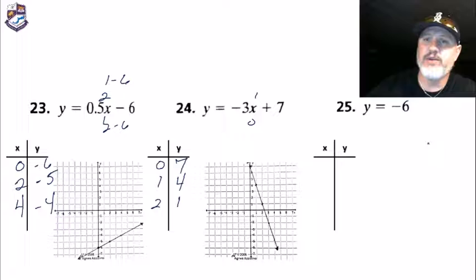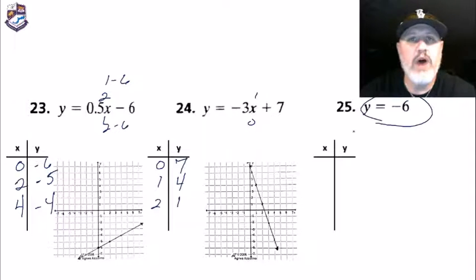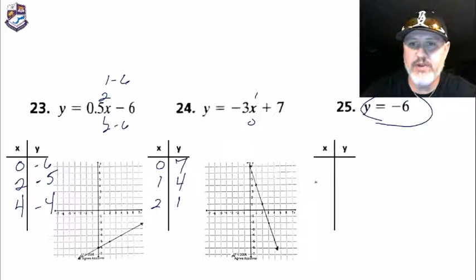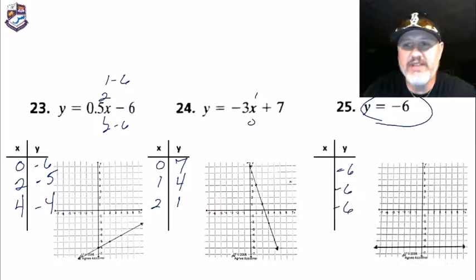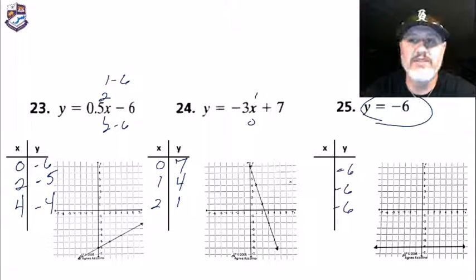And finally, we see this one again. Remember that? y equals negative 6. You've got to remember, y is always negative 6. And where is y always negative 6? It's a horizontal line through negative 6.